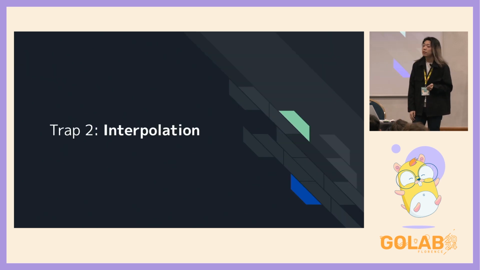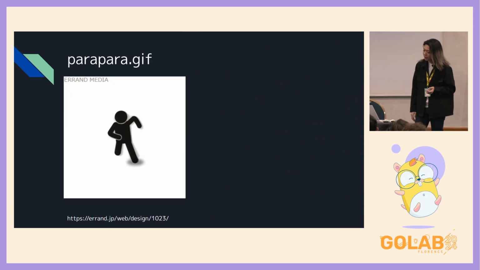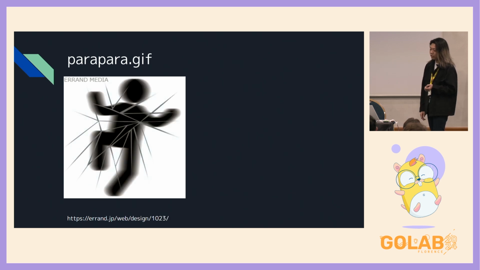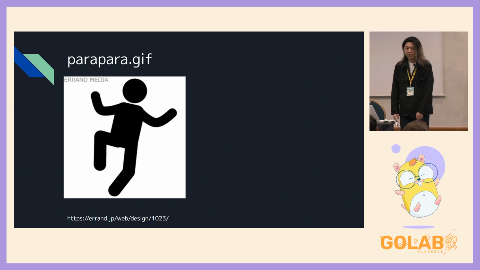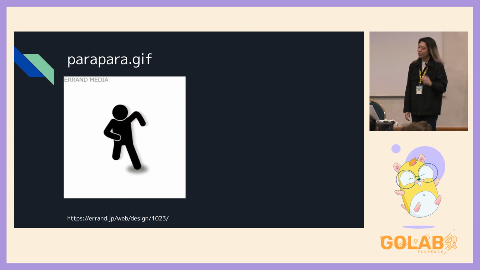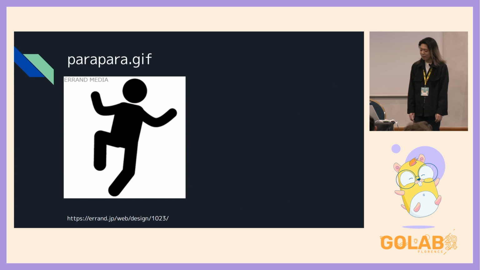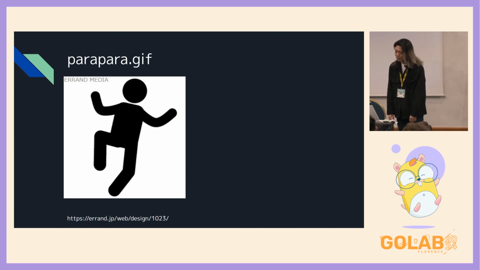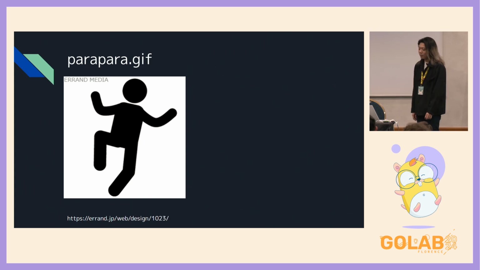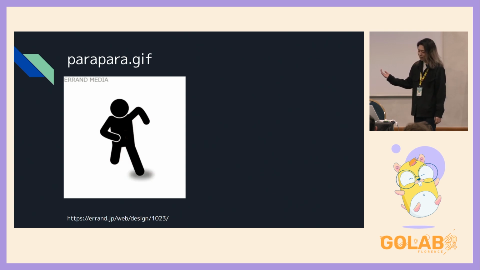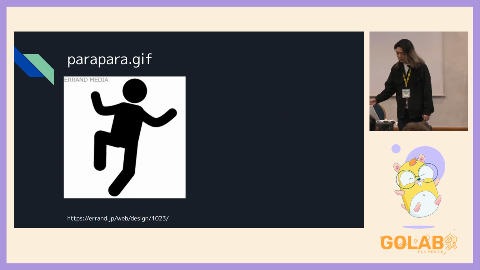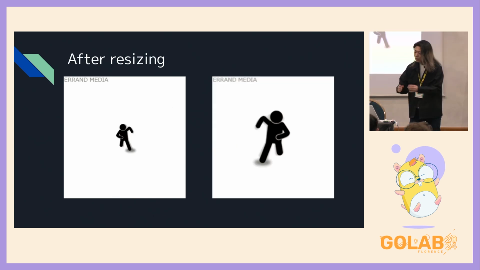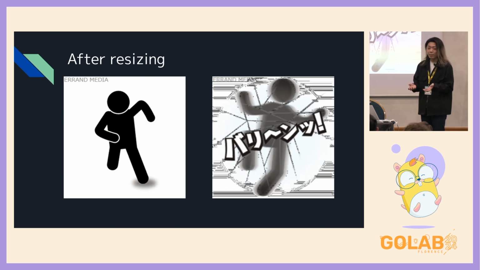Trap 2 is interpolation. Let me show you an example to illustrate the issue. This is a para-para.gif. It's designed in a style similar to manga, where each frame gives the appearance of movement through a series of static images. In this animation, a person runs toward us, hits the wall, and cracks appear on the screen, as you see. Let's take a look at the result after resizing the para-para.gif.